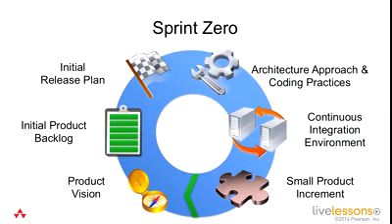So I'd like to revisit the Sprint Zero concept because we've talked about several of the components in there. We've talked about creating a product vision. We talked about our initial product backlog and initial release plan. Some of the things we didn't get to talk about, because they're more engineering focused and not a part of Scrum, are the architectural approach and coding practices, continuous integration environments, and that small increment, which is also going to be particular to your own product backlog. But I encourage you to explore those online and other resources as well.